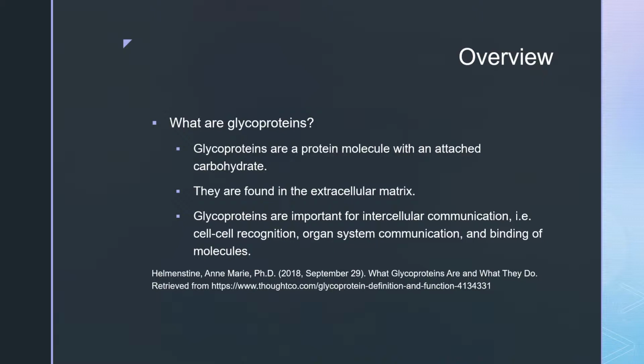Glycoproteins are a protein molecule with an attached carbohydrate. They are found in the extracellular matrix. Glycoproteins are important for intercellular communication, such as cell-cell recognition, organ system communication, and binding of molecules.